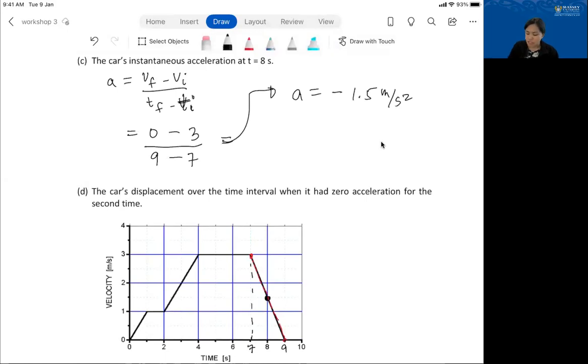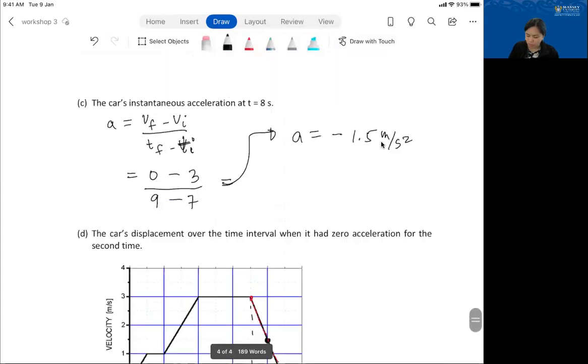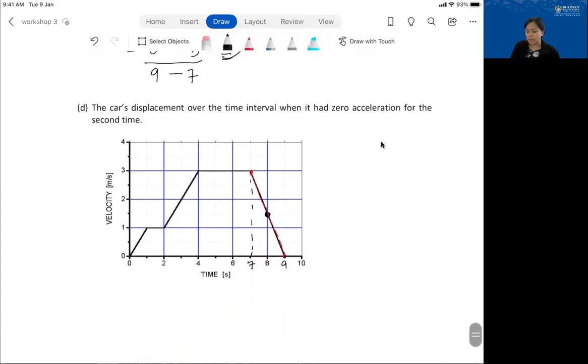All right. And finally, really quickly now, because I'm aware of the time, the car's displacement when it had 0 acceleration for the second time. We know 0 acceleration is when the velocity is constant. This is the first instance when the acceleration is 0, and this is the second instance when the acceleration is 0. So we want to find the displacement by getting the area between the graph between 4 and 7 seconds and the horizontal axis. It's this area here, which is a rectangle.